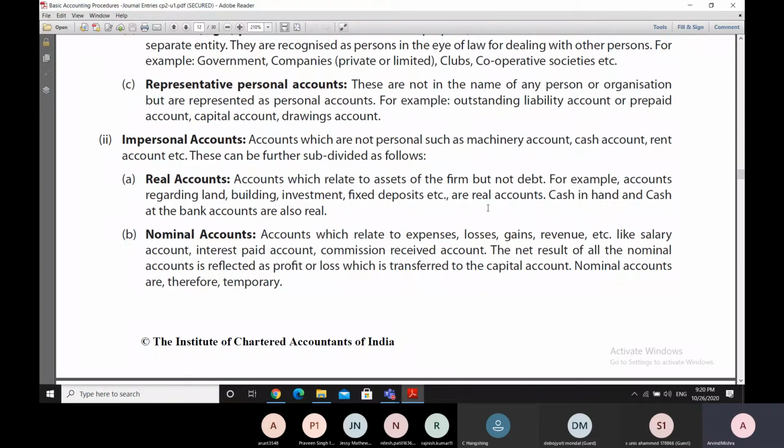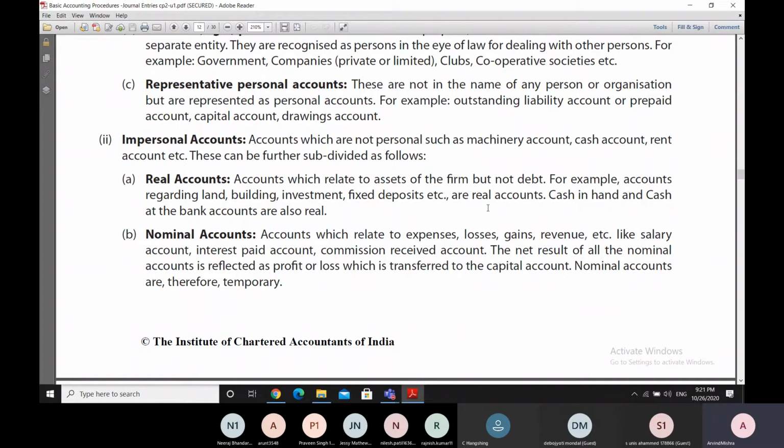Real accounts are those accounts which belong to some assets of the firm. Nominal accounts do not belong to the assets of the firm. Secondly, nominal accounts are accounts in name only. Thirdly, nominal accounts are accounts relating to expenses, losses, gains, or revenue, etc. Like salary account, like interest paid account, or like commission received account. You'll ordinarily find mention of these accounts in the profit and loss account. The net result of all the nominal accounts is going to be reflected in the profit and loss account.